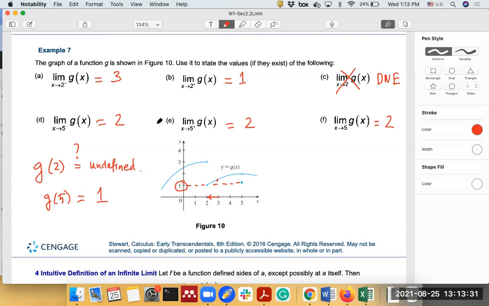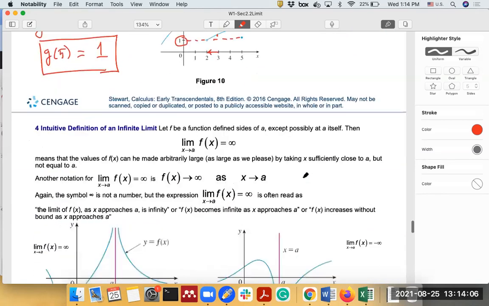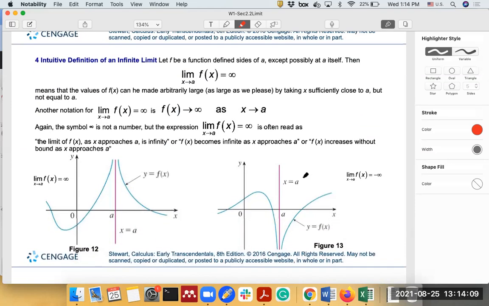And it is very interesting that the limit of g of x when x approaches 5 is equal to 2. However, the value at 5, g of 5, is equal to 1. It may be undefined at this point, or it could be a different value. The limit is a different thing. Are we good now? Good job. It seems that everything is okay.